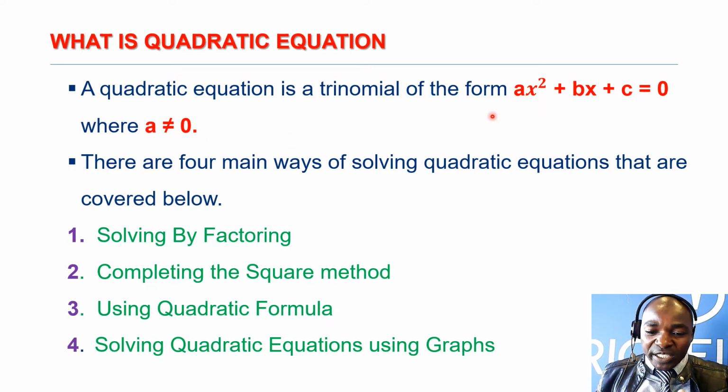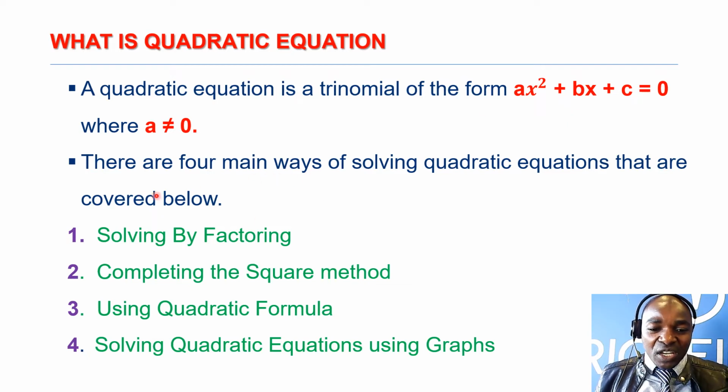So any equation will qualify to be a quadratic equation if it has a variable with the highest power of 2, where the constant attached to it is not equal to 0. Other terms might be 0, but as long as the constant that is attached to a variable with the highest power of 2 is not equal to 0, then that equation will qualify to be a quadratic equation.